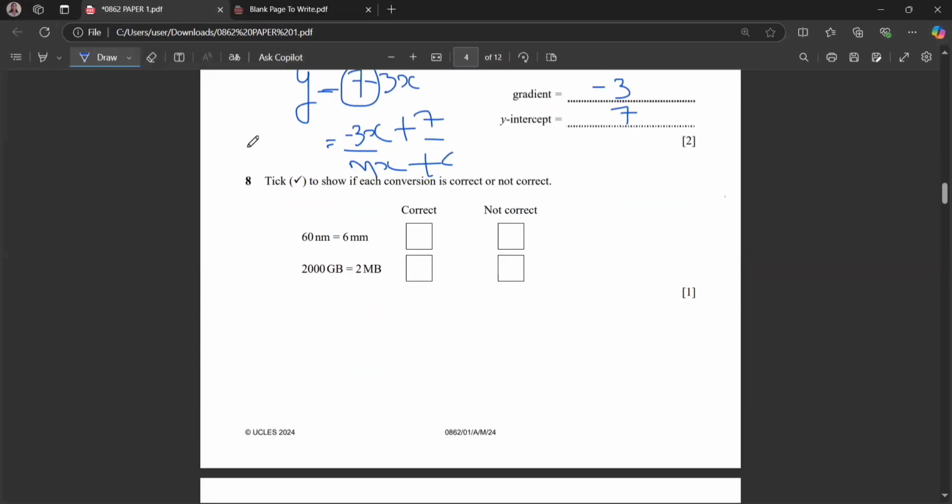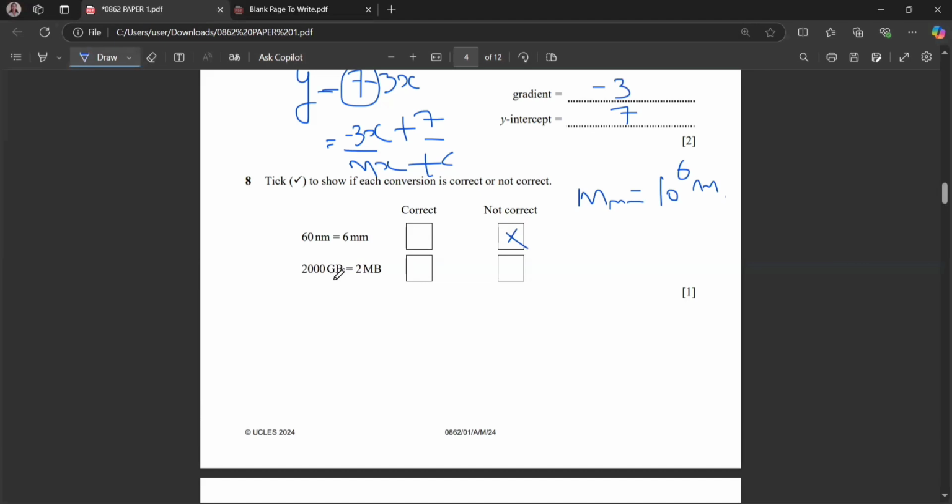All right. Now the eighth question. Tick to show if each conversion is correct or not correct. So 60 nanometer equal to 6 millimeter. See, millimeter is bigger than nanometer. 1 millimeter is approximately equal to 10 raised to 6 nanometer. So 6 millimeter will be 6 times 10 raised to 6. So this is not correct.